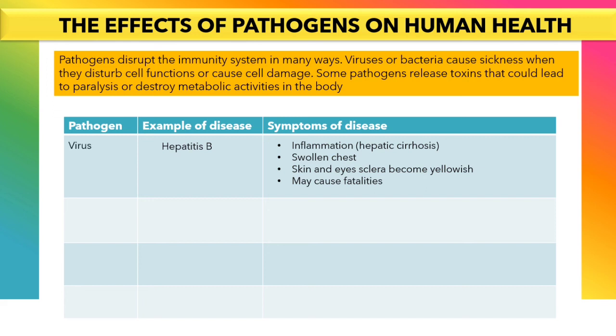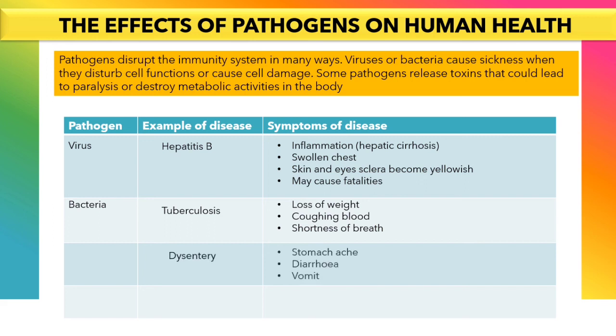Tuberculosis, or known as TB, okay, batuk kering. Okay, loss of weight, coughing blood and shortness of breath is caused by bacteria. Okay, dysentery, okay, cerit birit, stomachache, diarrhea and vomit is caused by protozoa. Tinea vesicolor or panau, whitish or pinkish patch on the skin, this type of disease is caused by fungi.